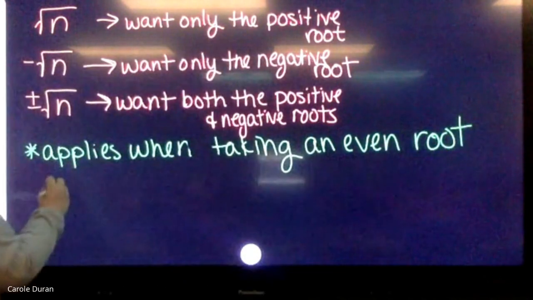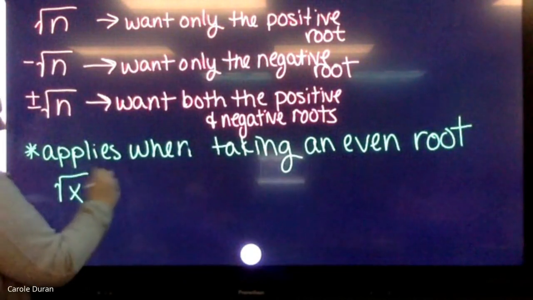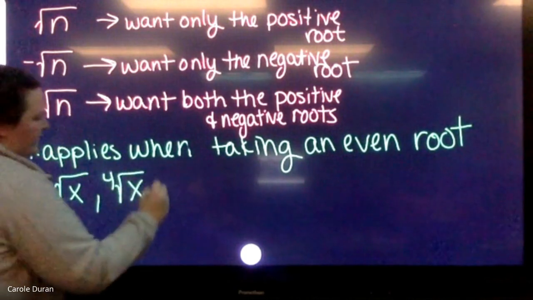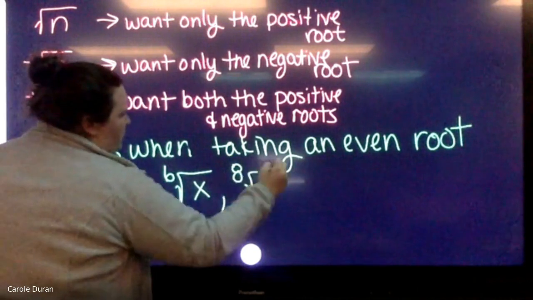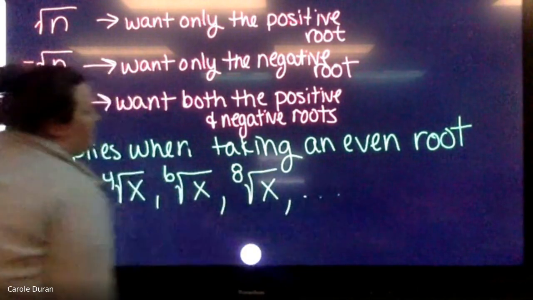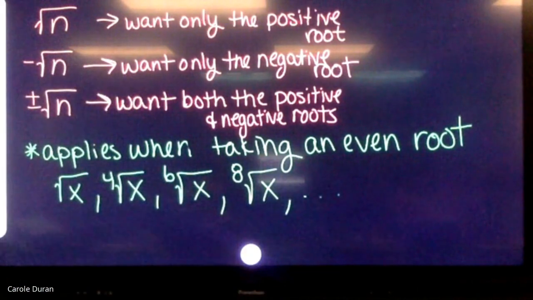So if I'm taking a square root, this applies. If I'm taking a 4th root, this applies. If I'm taking a 6th root, or an 8th root, or so on. So anytime I'm taking an even root, I need to pay attention to this. Oh, so we just ignore that when we're taking a... Like if we're taking a 7th root or a 5th root, we ignore it. We don't care.